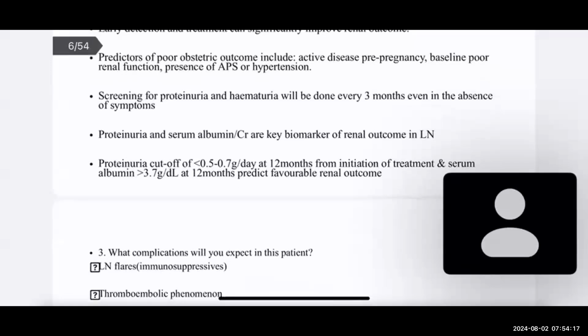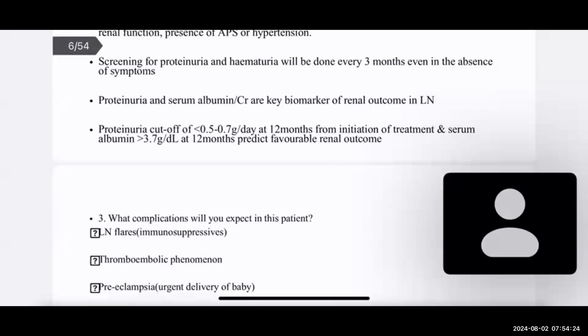The proteinuria and the serum albumin and creatinine are very key biomarkers of renal outcome in lupus nephritis. And the proteinuria cutoff, what I expect is to have levels that are less than 0.5 to 0.7 gram per day at 12 months from the initiation of the treatment. And then I'm also aiming for a serum albumin of greater than 3.7 gram per deciliter at the same time. This actually predicts favorable renal outcome.